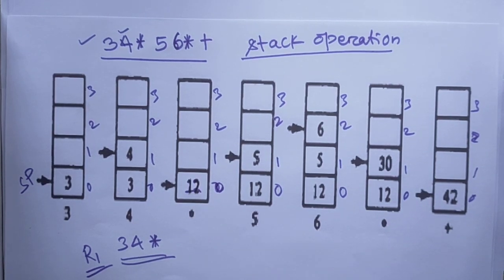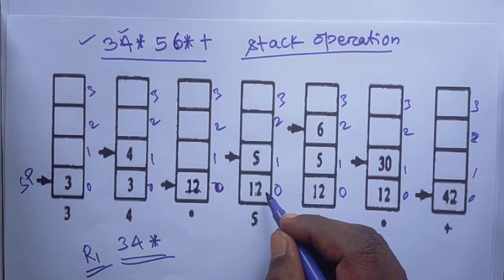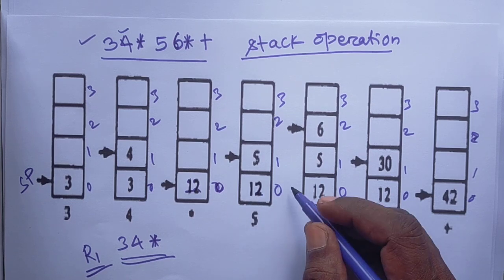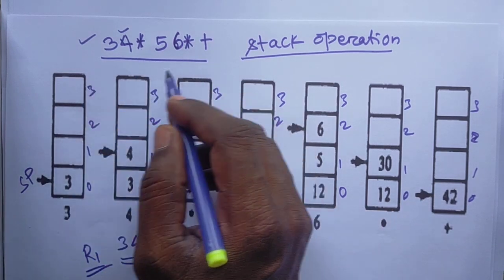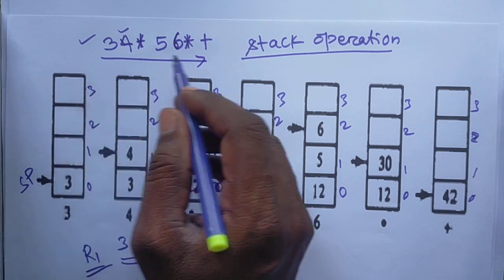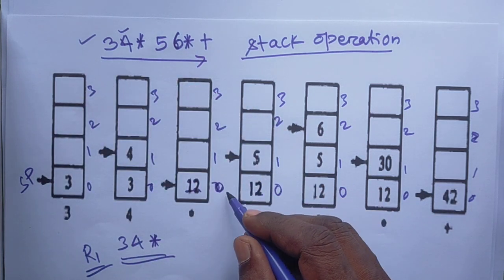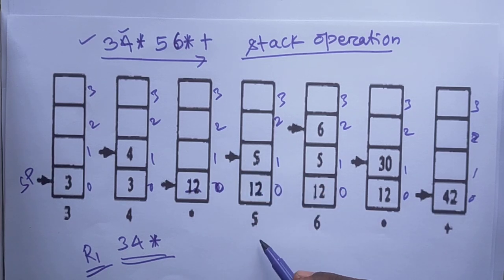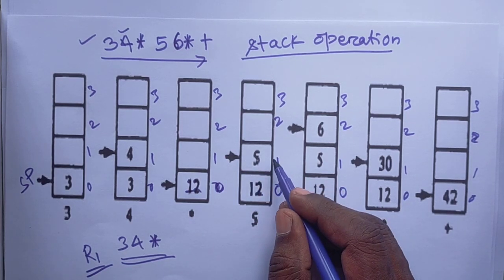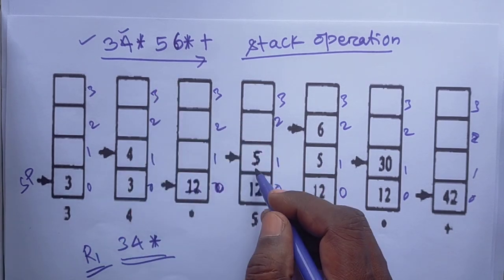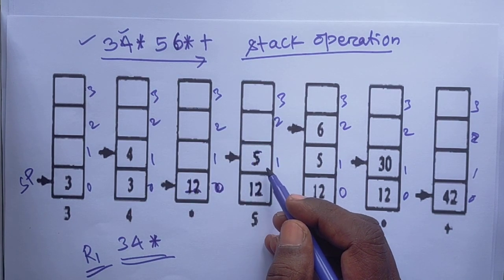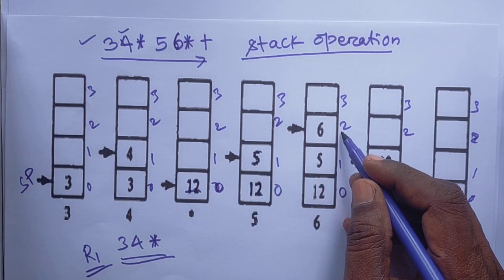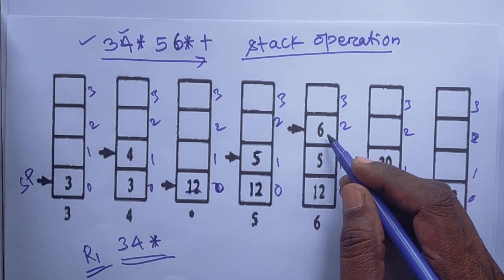Okay. Next is 5. What is the 0 position? The 0 position is 12, here is 12. Okay. So next, it will scan from left to right, again 5 is coming, 5 is stored, that is, the stack pointer shifts to another position, that is 1, and 5 is stored because 5 is entered into the stack. Again the stack pointer shifts to the next position, that is 2, and 6 is coming.